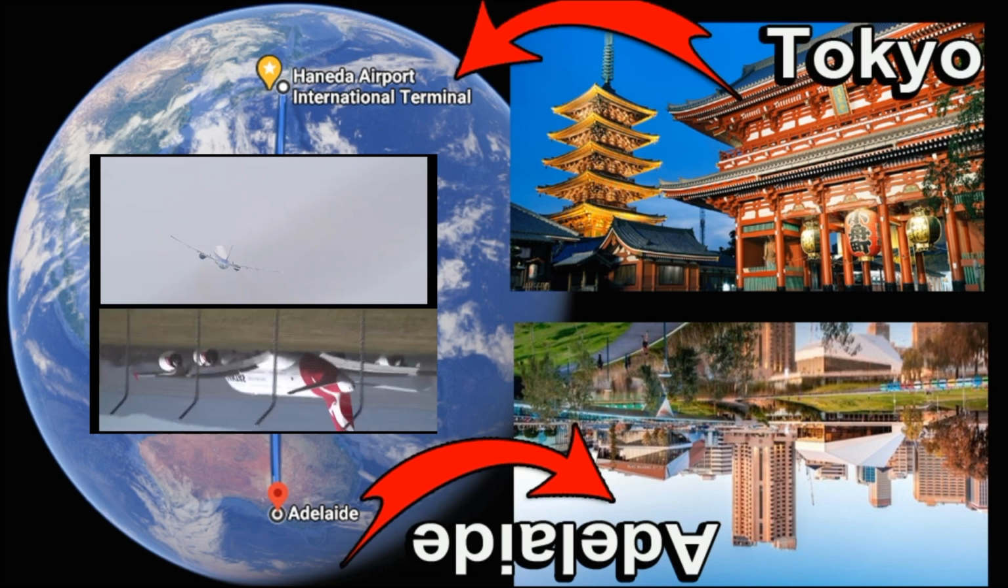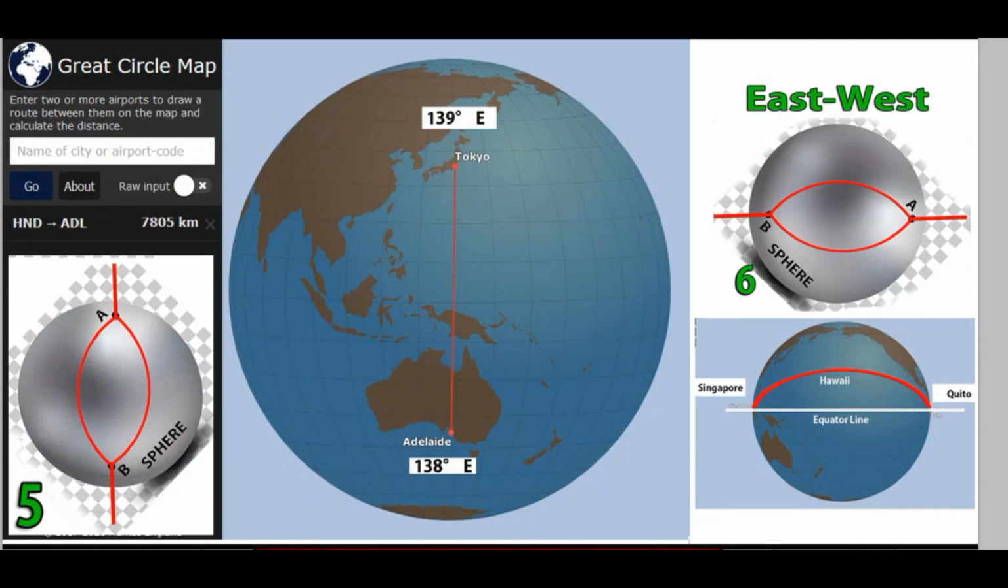So let's start with this first flight here. This is the route on the Great Circle map. You see it goes pretty straight from Tokyo, 139 degrees east, to Adelaide, 138 degrees east. This is, from east to west, the Great Circle route, but you don't see it happening. You should see it on a sphere, it doesn't make sense.